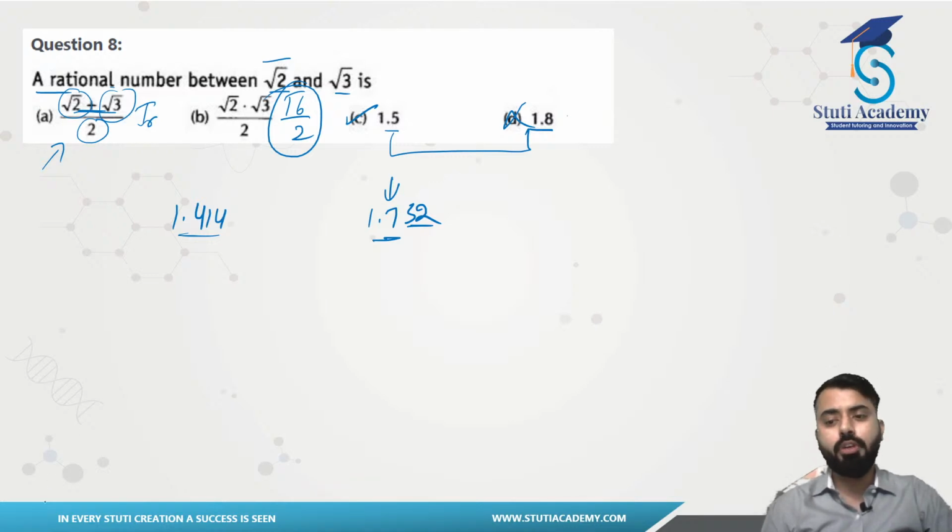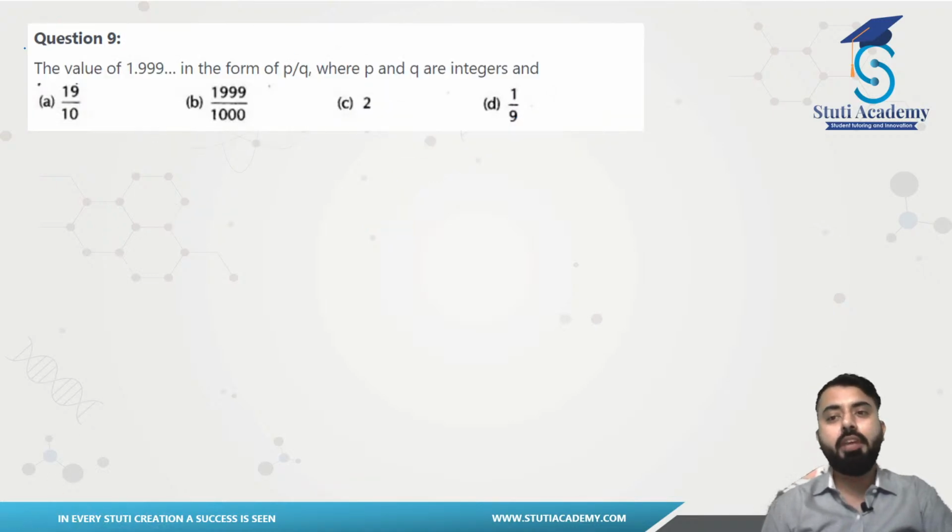Now let's just move on with this and see. We have this one. The value of 1.999 in the form of p by q, where q and p are integers. So if I tell you the trick here, remember this trick.